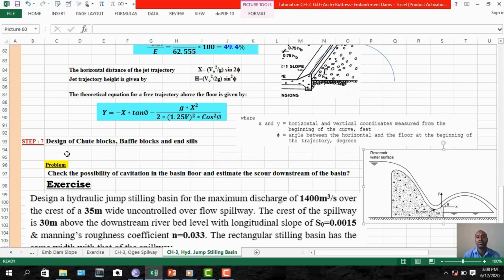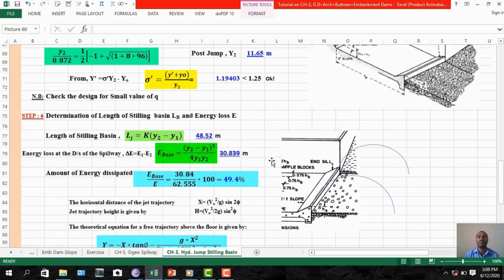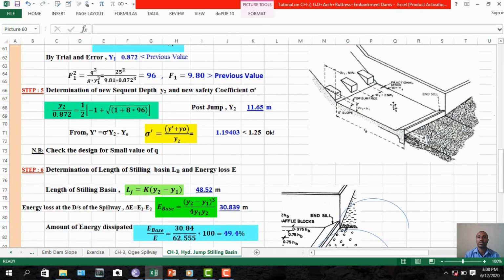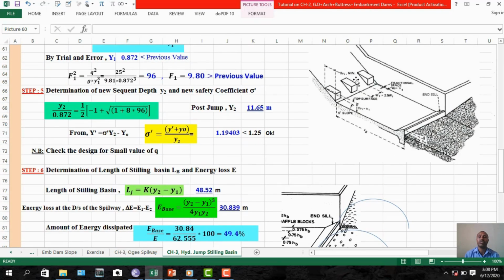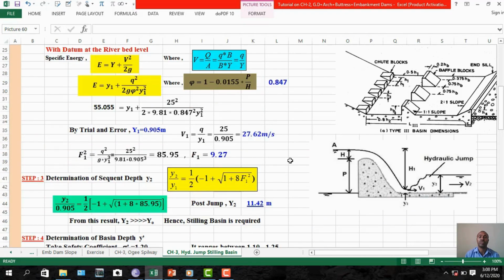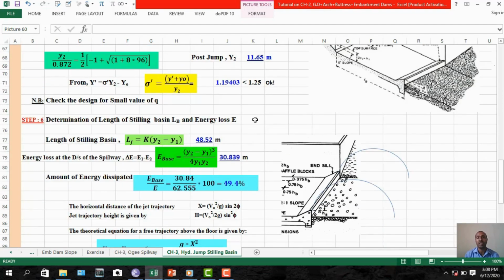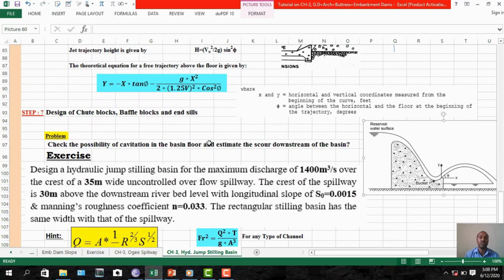So step 7, design of chute blocks, baffle blocks, and end sills you can design further. End sill means this one at the end of the stilling basin. You have chute blocks and also baffle blocks. So actually, according to the Froude number and the flow nature, you will select the type of stilling basin. It could be type 1, type 2, type 3, or type 4 stilling basin in accordance with the Froude number result. So you can design the chute blocks, baffle blocks, and end sills.